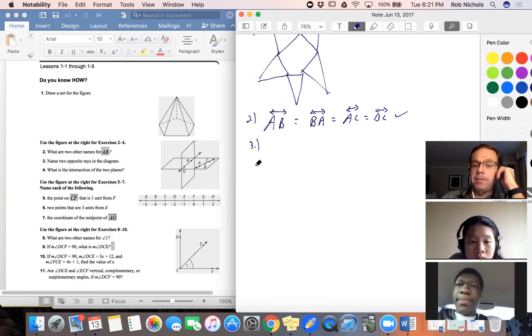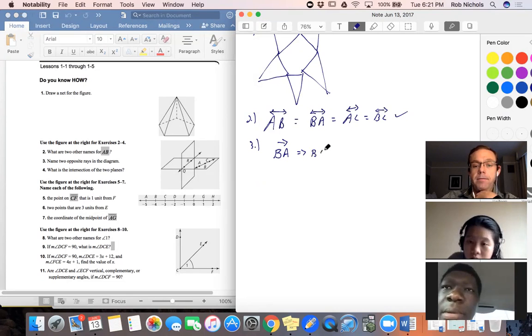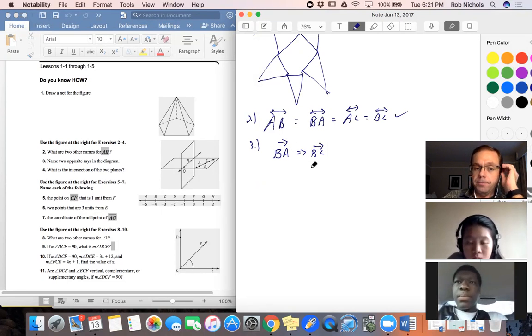All right, let's take a look at number 3. Let's name 2 opposite rays. We just need to name 2 of them. Here's one ray. I'm going to name ray BA. What would be an opposite ray to BA? BC. Correct. Notice how we name rays: we always start at the initial point and then go towards the terminal point. It starts at B, that's our initial point, and goes towards the terminal side. So these are 2 opposite rays.